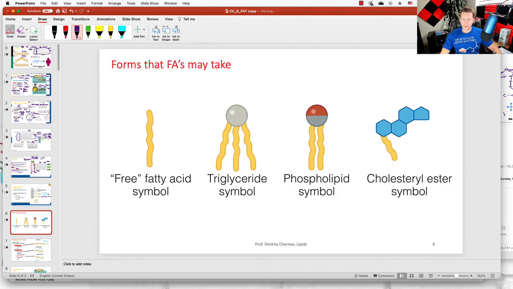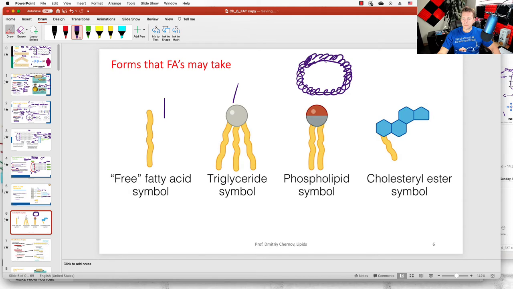Also, we can show them this way: free fatty acid, triglycerides. How many free fatty acids in triglycerides? Three. Phospholipids, we'll look at towards the end of the lecture. The phospholipids are mostly used by the cell, as part of the cell membrane. We have 37, 40, 50, 60 trillion cells in the human body, and all cells have those phospholipids.